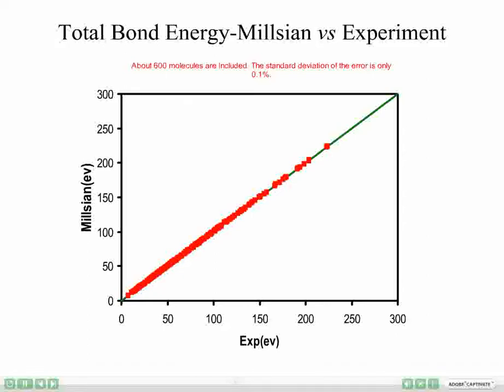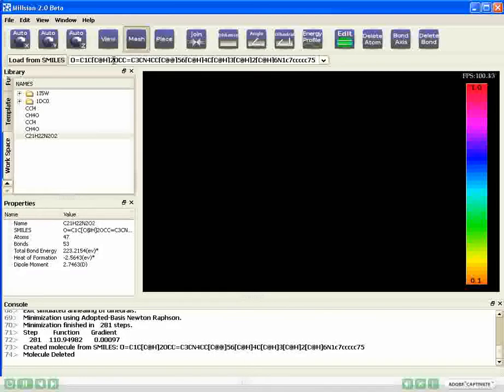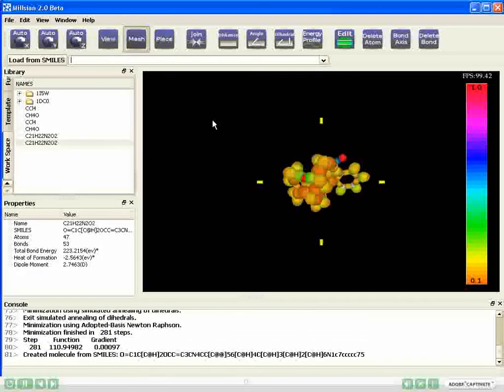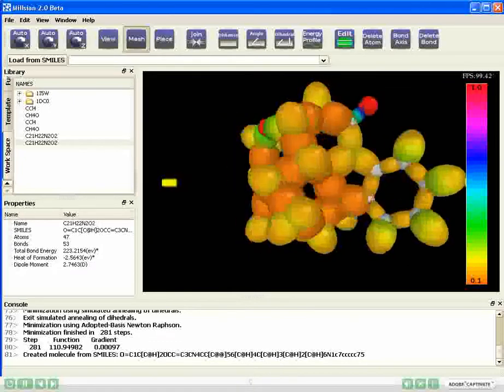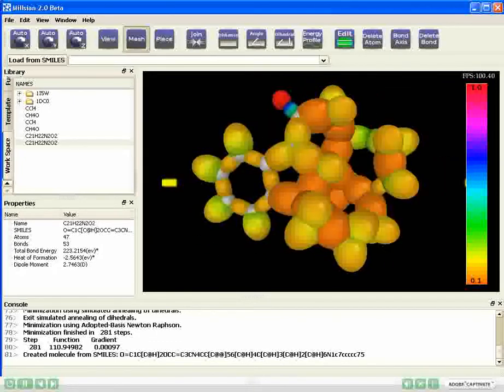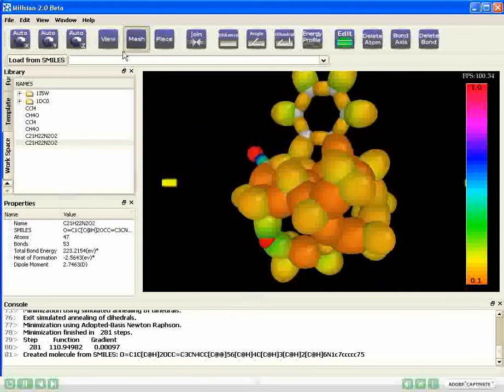Other properties, such as 3D structures, are extensively used in drug discovery. Millsian implements a robust toolset to calculate the 3D structures from 2D representations of molecules. One of the challenges in 3D structure generation is the constraints imposed by complicated rings.